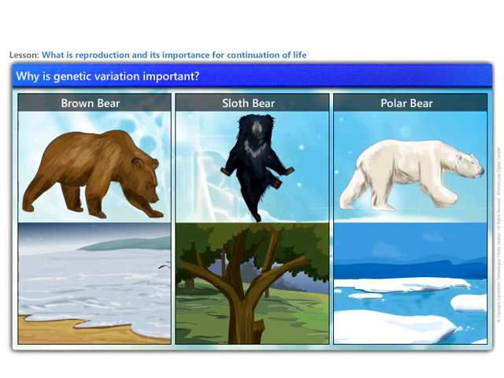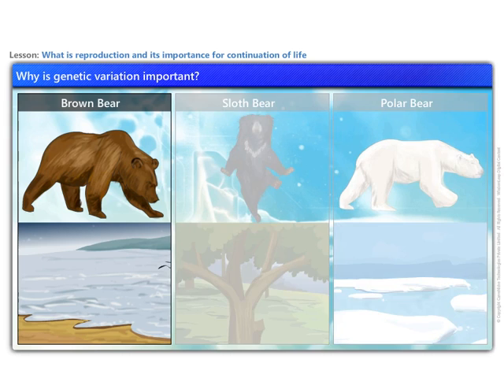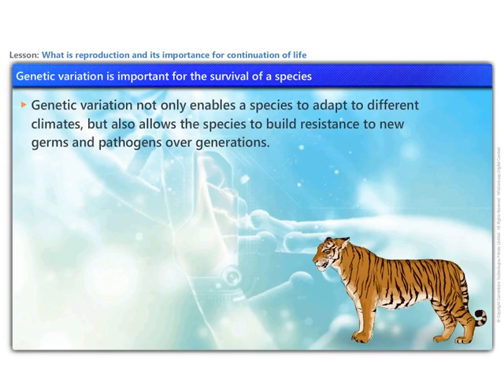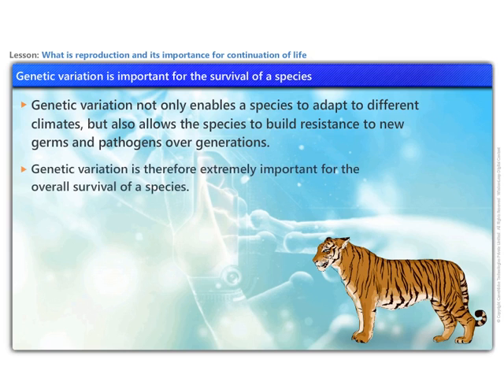Small changes in the genetic code enable each type of bear to adapt to a unique and extreme environment. These changes in the DNA code may have come about from a type of bear that would manage to survive in both warm and cold climates, like the brown bear. Genetic variation not only enables a species to adapt to different climates, but also allows the species to build resistance to new germs and pathogens over generations. Genetic variation is therefore extremely important for the overall survival of a species.